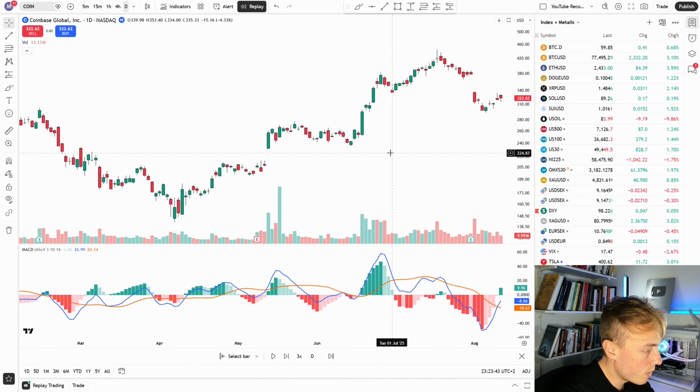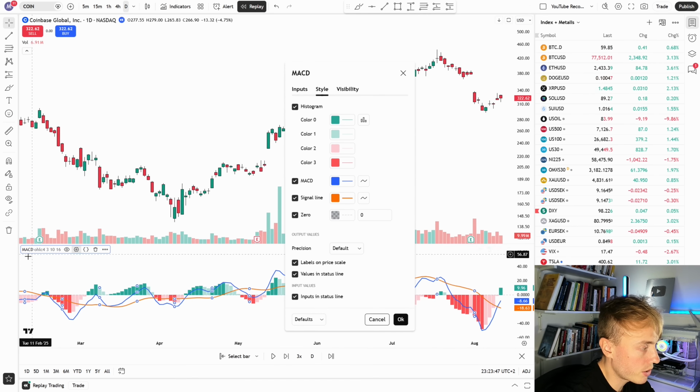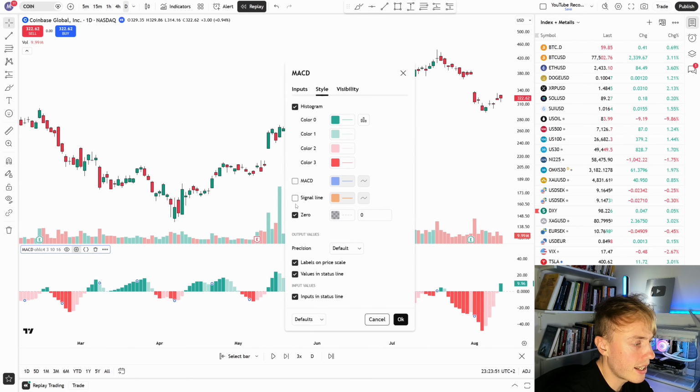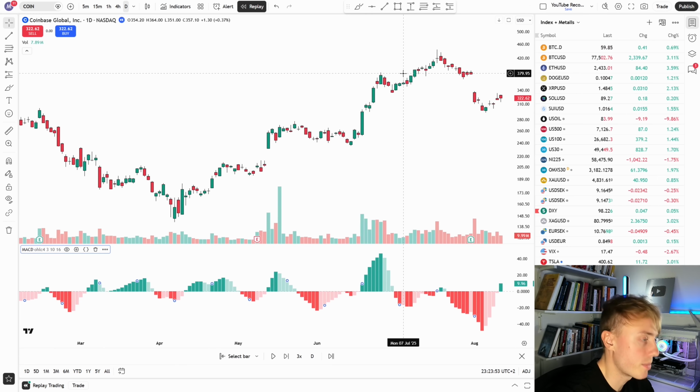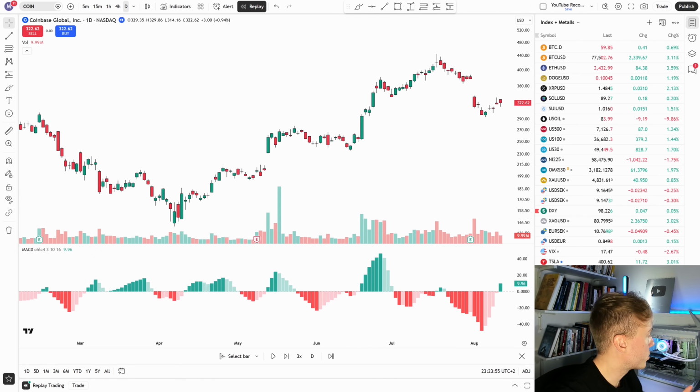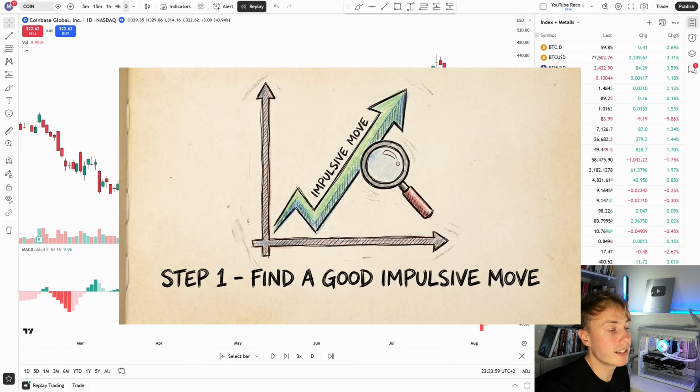Now, one thing I want to do to make this even clearer is go to the settings of the MACD and, for now, uncheck the MACD line and the signal line, just so this can be super clear. Okay, so now step number 1 of this trading strategy is to find a good impulsive move.